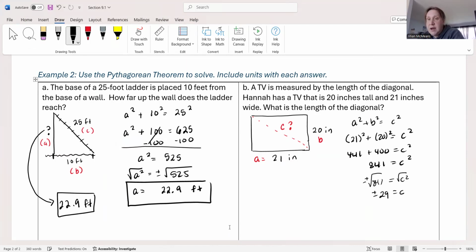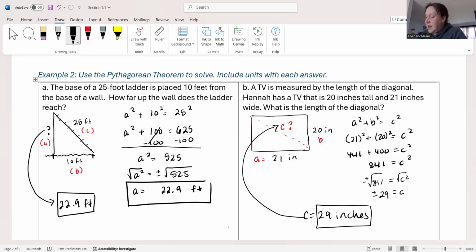Well, can the length of a diagonal of a TV be negative 29 inches? No, that doesn't make any sense. So we would just say that C equals 29 inches. Again, when you're dealing with these real world application type problems, oftentimes the negative square root doesn't make any sense. When you do the square root property, you can still solve it generically using the plus and minus, but you typically throw out the negative. So we would say here, the diagonal of this TV is 29 inches.